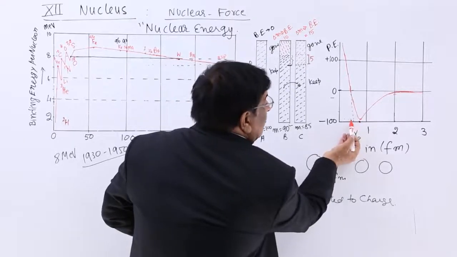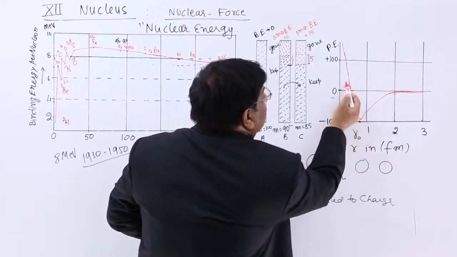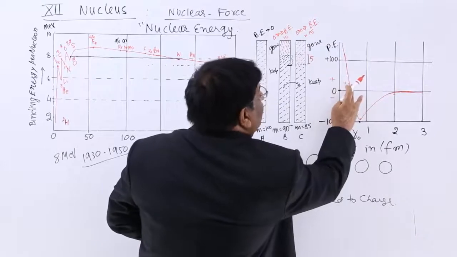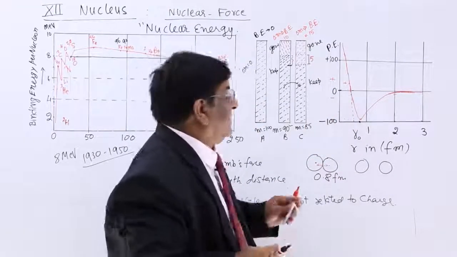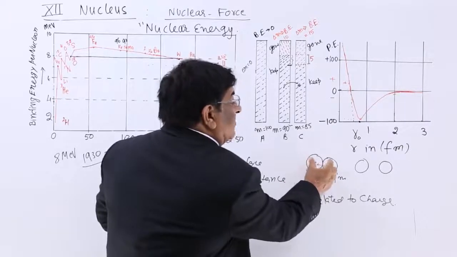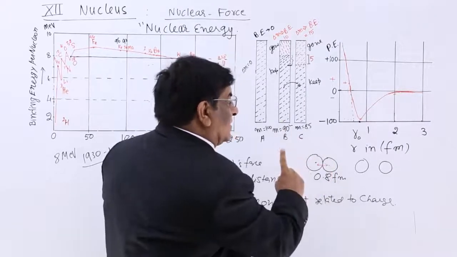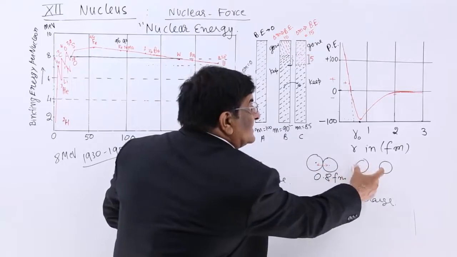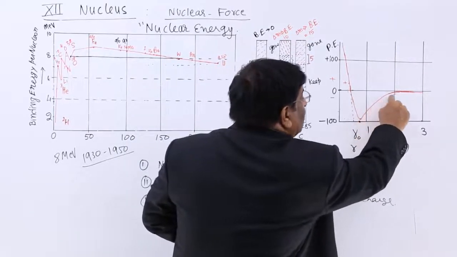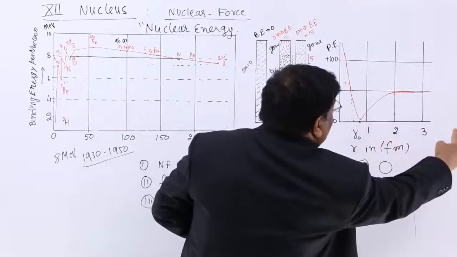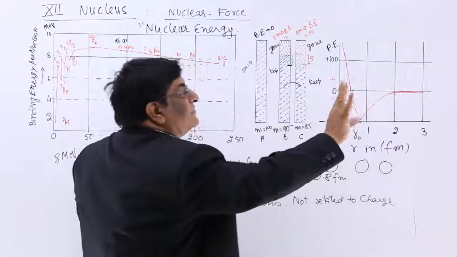Now, if we compress them and this distance becomes less, what will happen? If this distance becomes less, the energy becomes positive. And positive energy shows what? The force of repulsion. So, if the distance becomes less, the force is repulsion. If the distance increases a little up to 2 Fermi, the force is all attraction. But if the distance is more than that, the force becomes almost zero.